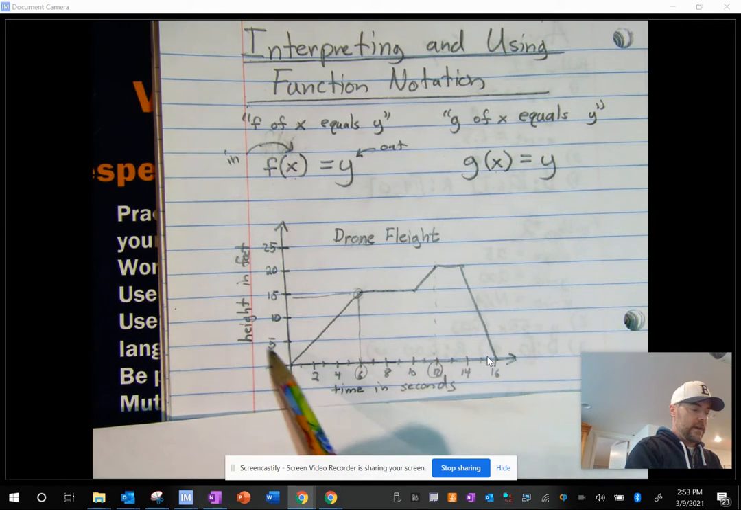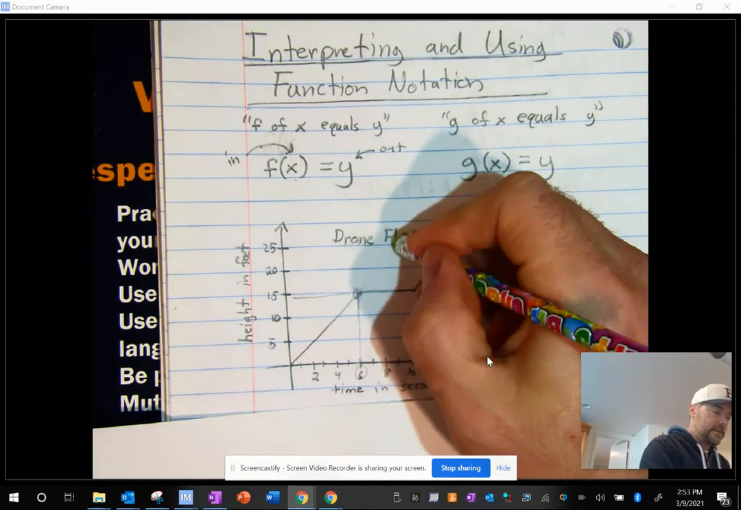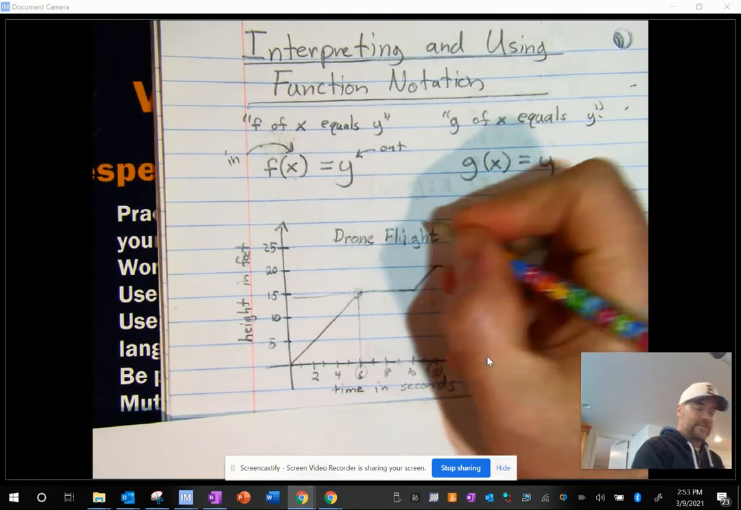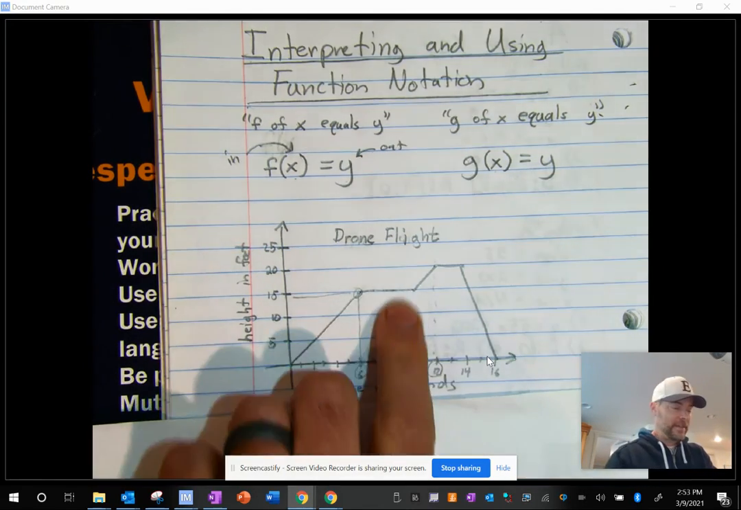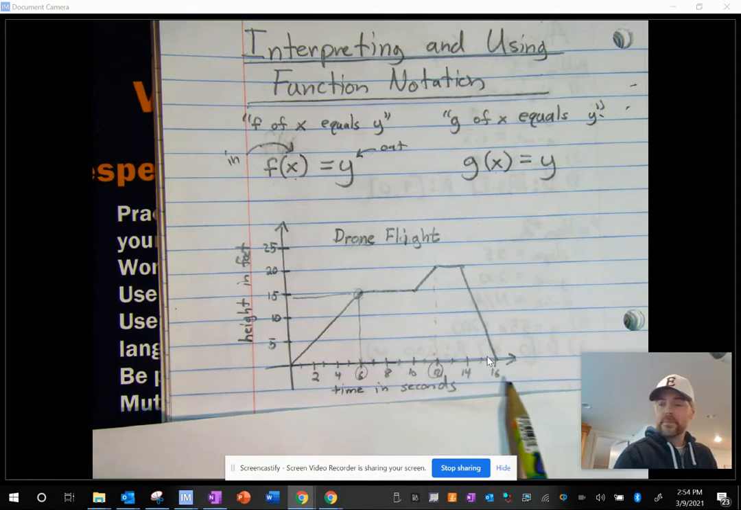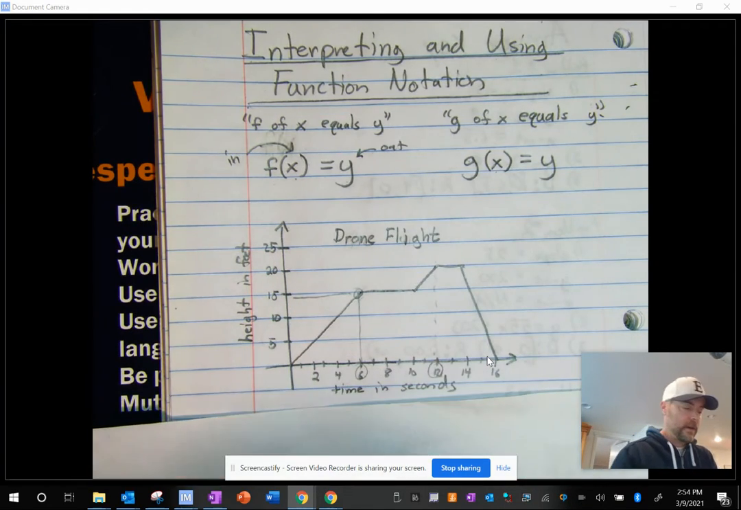And you can see on this axis over here, it says the height of the drone in feet. Oh, I misspelled flight. That's funny. Anyways, flight. This axis over here is time in seconds. Notice I'm counting by 2 just to save a little space on my graph. This one I'm counting by 5. Same thing.